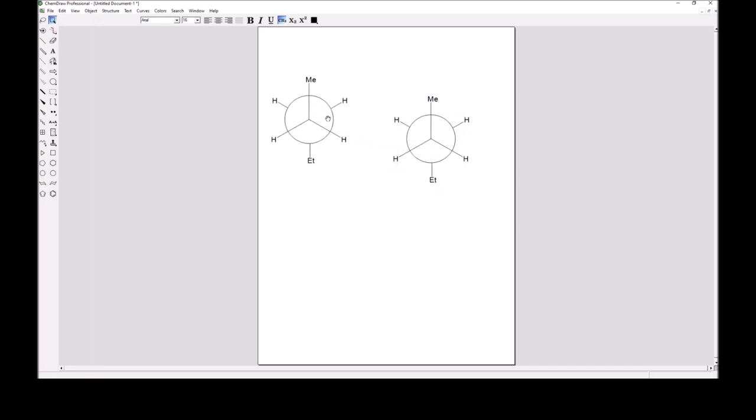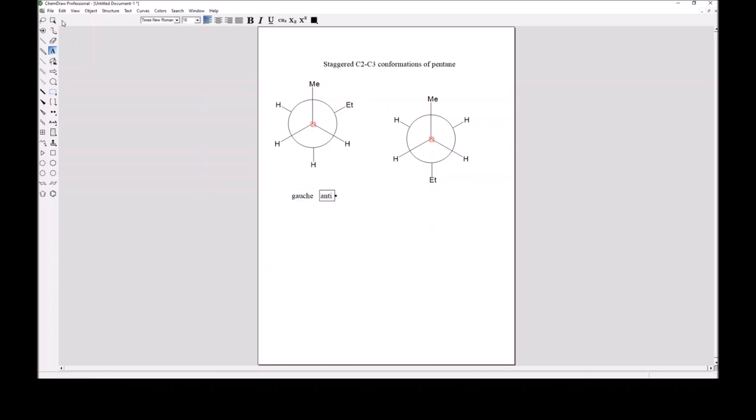Just for the sake of completing the teaching moment, I'm also going to show you what the gauche version of that would look like. So both of these are staggered, and this is C2, C3 conformations of pentane, and that's what I'll have as the title of this. And then over here, this would be the gauche, because those two groups are next to each other, and the other one would be anti.